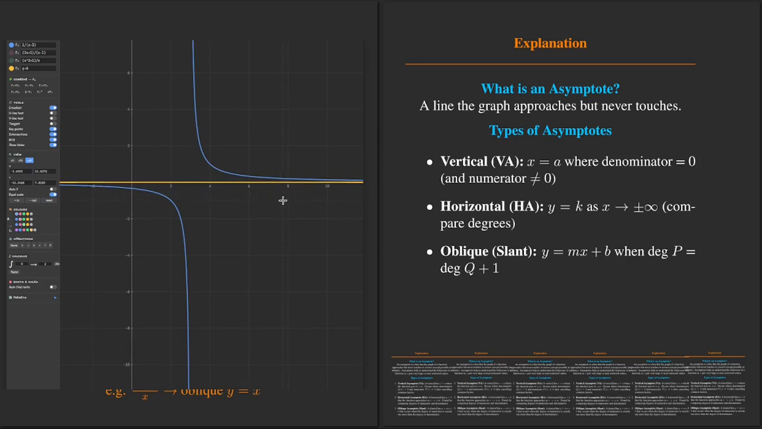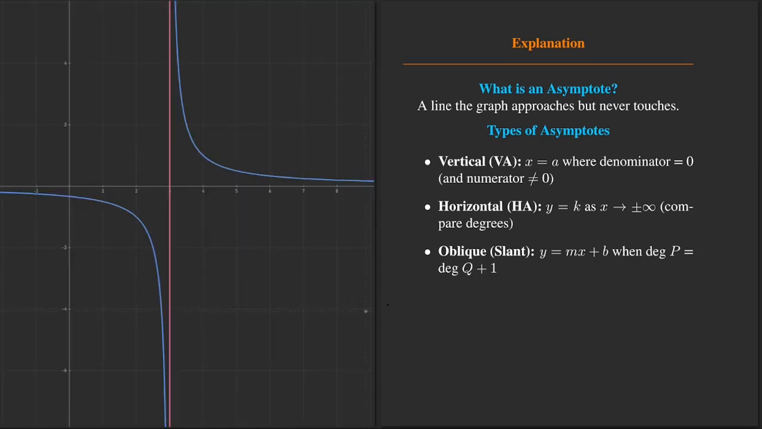Now there are types of it. We have the vertical, the horizontal, and the oblique one. So let's start by looking at the vertical asymptote.